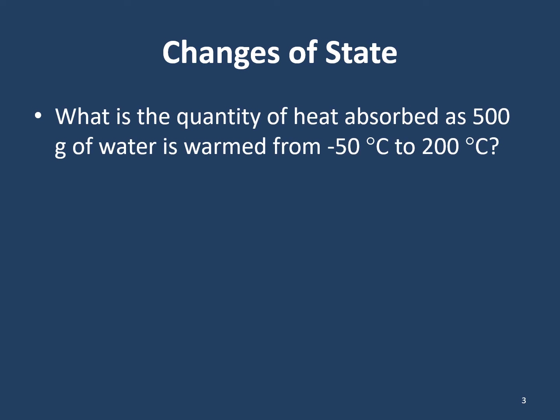So let's talk about how to do this type of calculation. Let's say we have 500 grams of water. We want to warm it from -50 degrees Celsius to 200. Obviously, hopefully, we know that at -50, it's in the solid state, and at 200, we hopefully know water is in the gaseous state. So we have some steps here for this calculation.